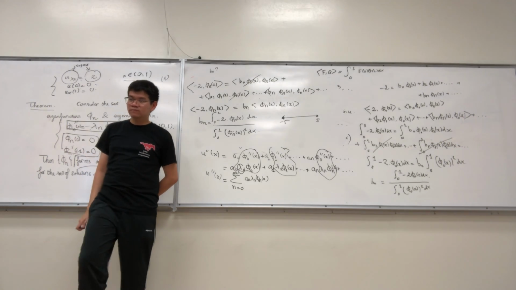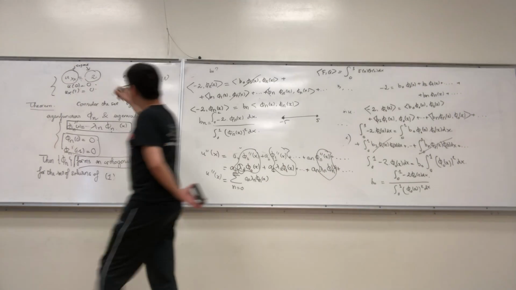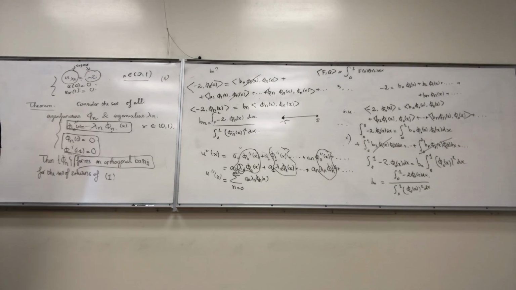I'm looking at u double prime there, and it says 2, but now in the equation for b n, we've got negative 2. Okay. No, it's just negative.